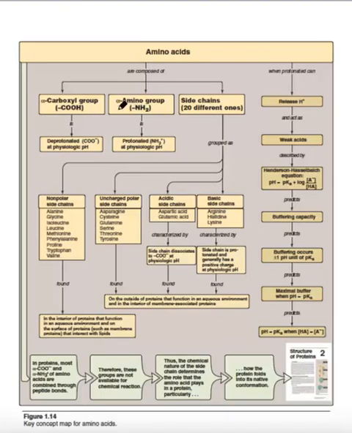So this is just kind of a summary slide. Here we have amino acids that are composed of the carboxylic, the amino, and the side chains. Then it goes on to categorize them into our 4 categories, and it talks about how the acidic groups are deprotonated, basic ones are positive, things like that.